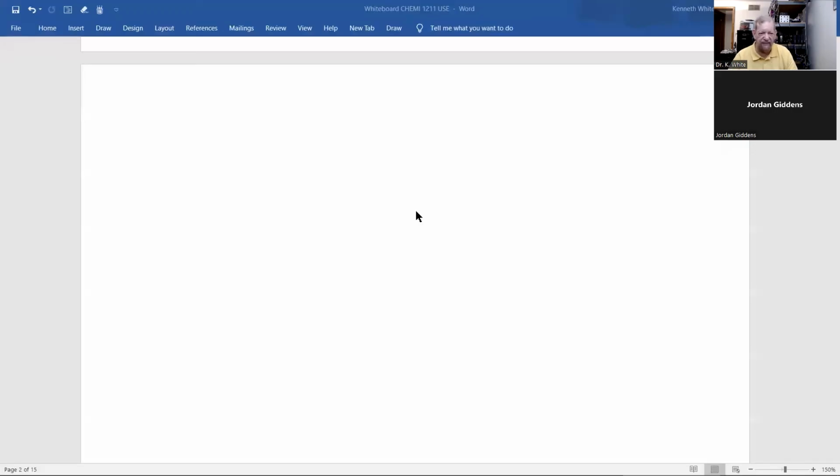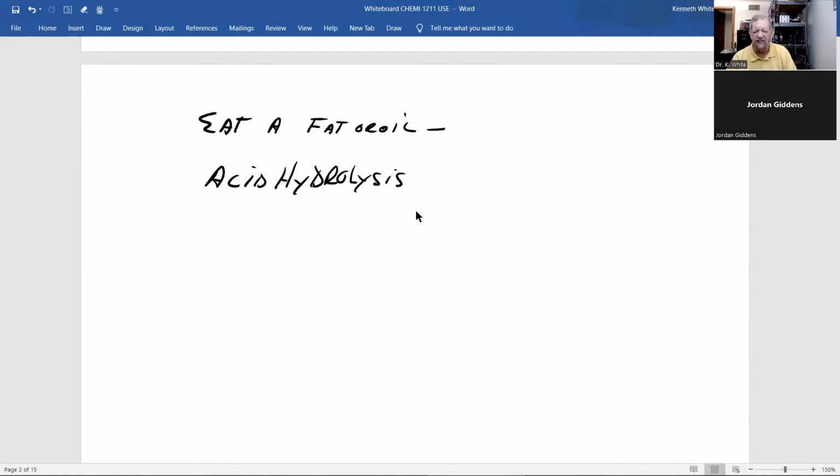The first one: how do you describe with words in a general reaction what happens when you eat a fat or oil? And in your stomach, there's acid and water, so it's acid hydrolysis. And what's the key functional group in a fat or oil? An ester. So it's acid hydrolysis of an ester.